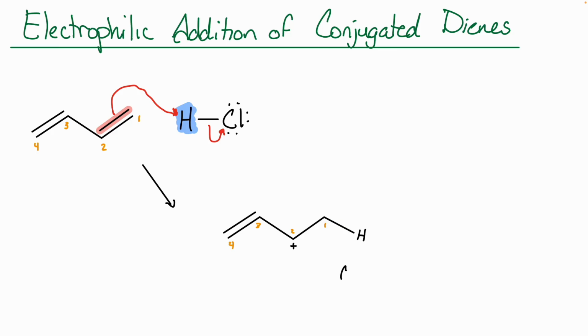All right, and then we have our chloride. That electron-rich chloride ion is going to attack that electron-poor carbocation, giving me my electrophilic addition product.